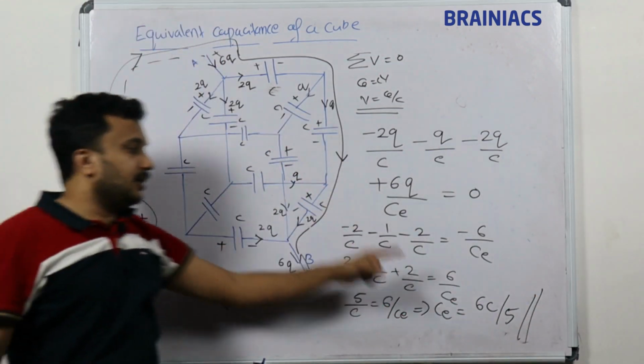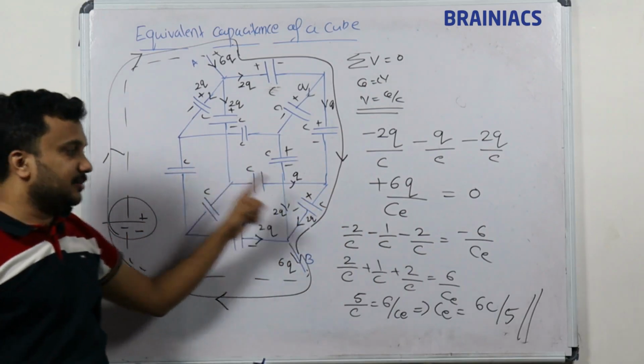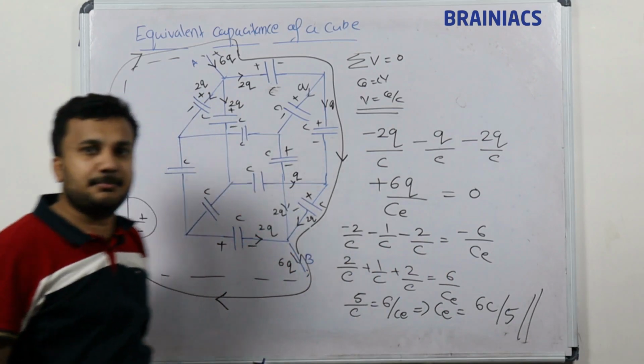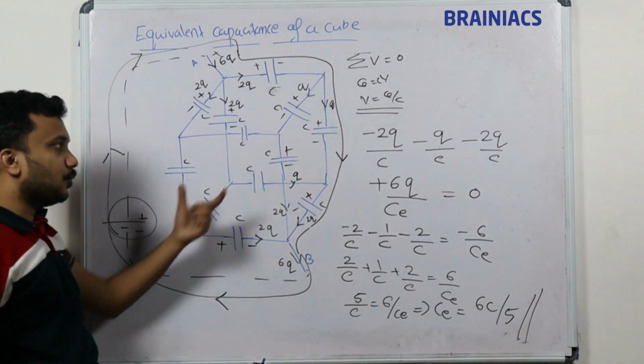This is the equivalent capacitance of the cuboid. So this is the value which is representing the equivalent capacitance, 6C by 5. So 6C by 5 is the equivalent capacitance.